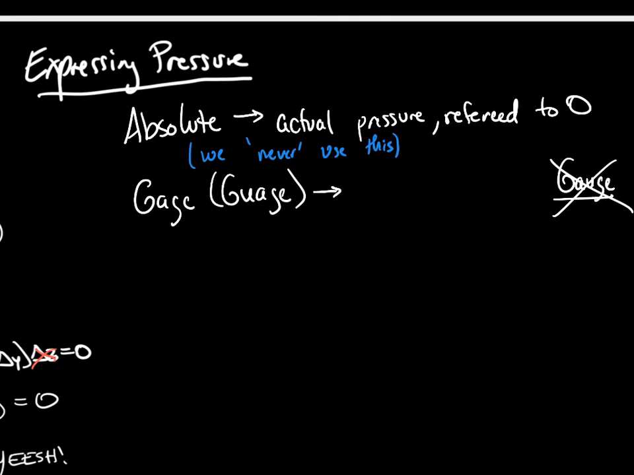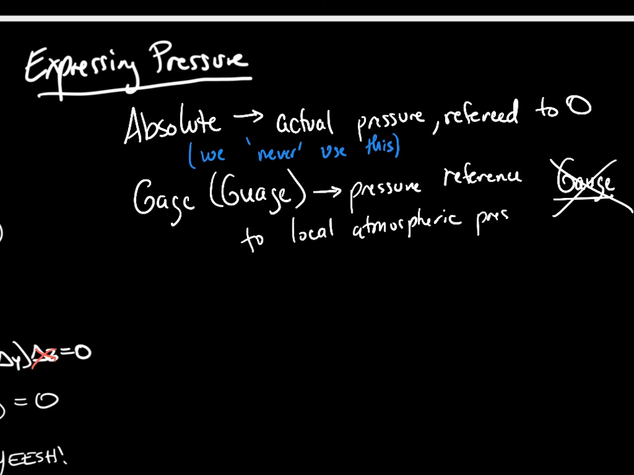Okay, and the gauge pressure is pressure referenced to atmospheric pressure, to what they'll call local atmospheric pressure. That used to be a hard word for me too. That's why they call it gauge pressure.